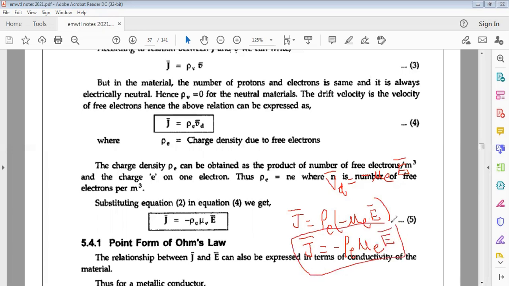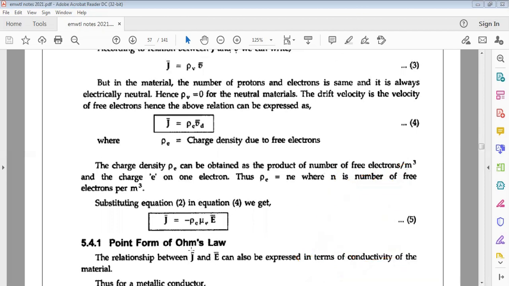The relation we got now between the current density and the electric field intensity has a constant of minus rho_e into mu_e, where rho_e is the charge density due to the free electrons and mu_e is the mobility of free electrons. Got it, my dear students? And this is nothing but J bar is equal to sigma into E bar, where sigma is equal to minus rho_e into mu_e.